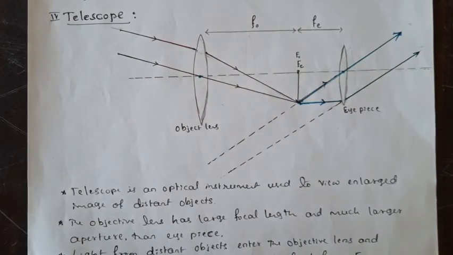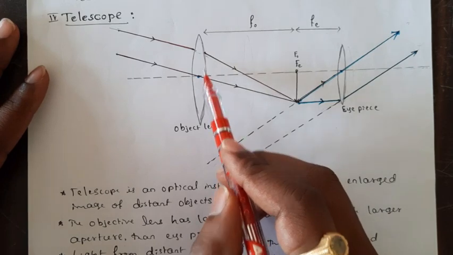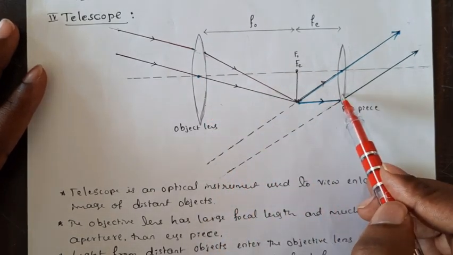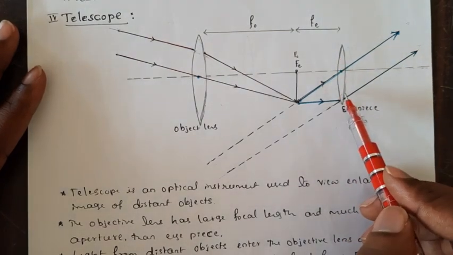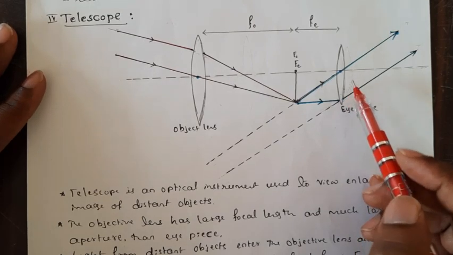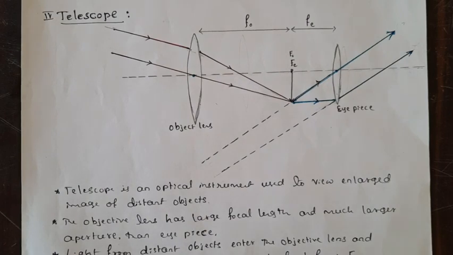Okay, next one is telescope. See the red diagram. Here it is a convex lens of larger aperture and larger focal length compared to this one. There is a very small convex lens having lesser focal length and lesser aperture. Okay, and what was the need of the telescope? A telescope is an optical instrument used to view the enlarged image of a distant object.